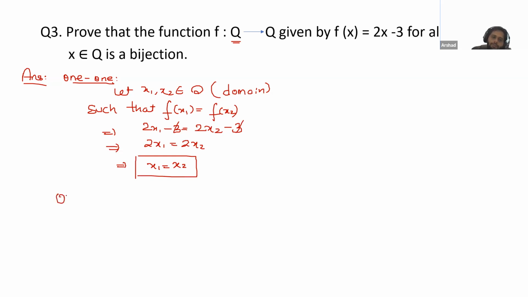Okay. Next is the onto function. So we will write hence the given function is one-one.